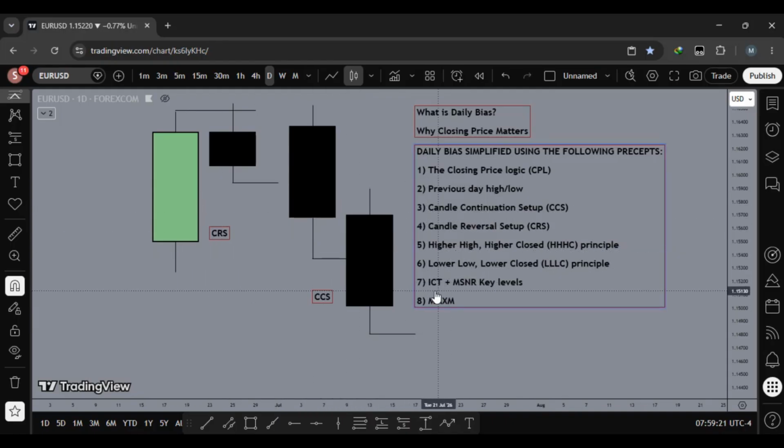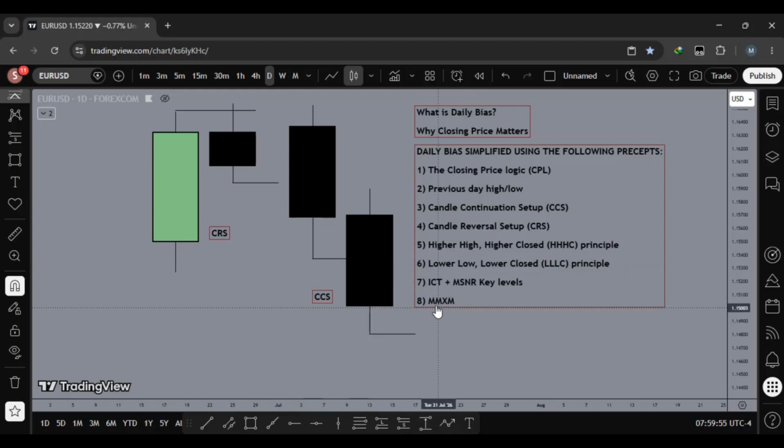We will also be using ICT plus Malaysian SNR key levels. Now, see, ICT is not enough. ICT is not enough for trading. Let me just tell you, ICT is not enough. You need Malaysian SNR. You will see it during the backtesting, during the bar replay backtesting. Malaysian SNR key levels also play a significant role in how you judge your bias.